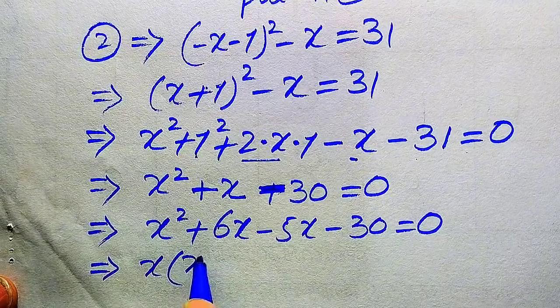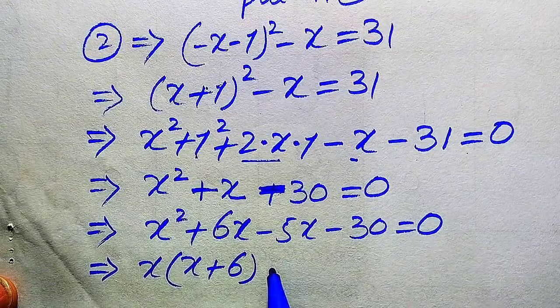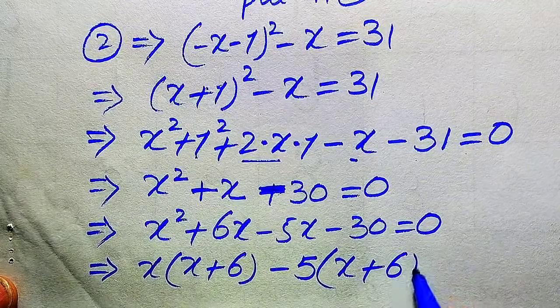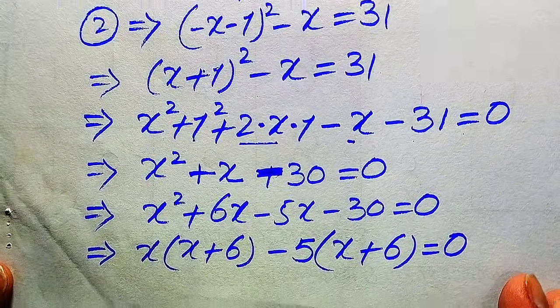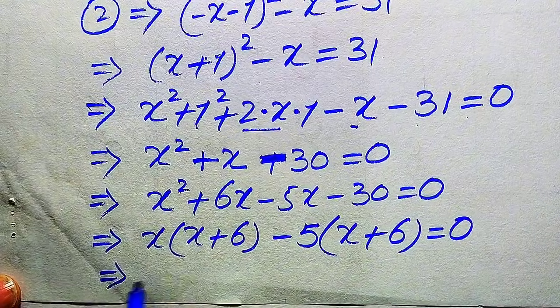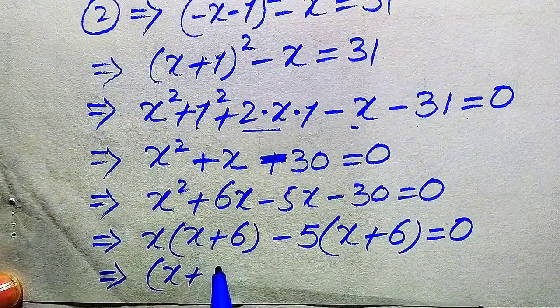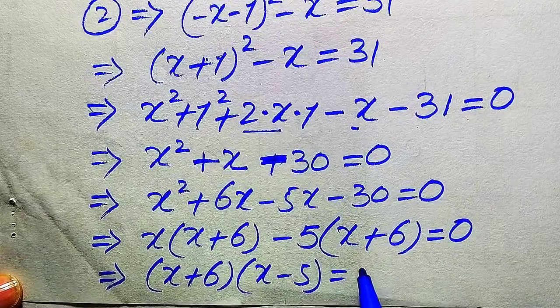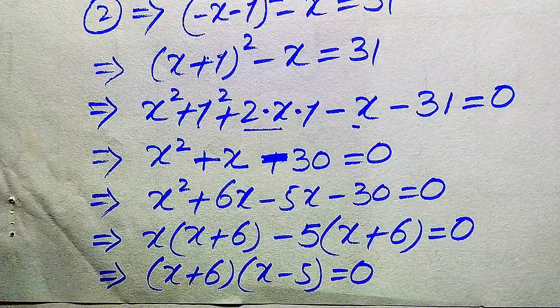When you take common x, we get the remaining values are x plus 6, and here we need to take common minus 5, and we get the remaining values are x plus 6, and this whole equation equals 0. And now from both of these two terms we take common x plus 6, and we get the remaining values are x minus 5, and this whole equation equals 0.